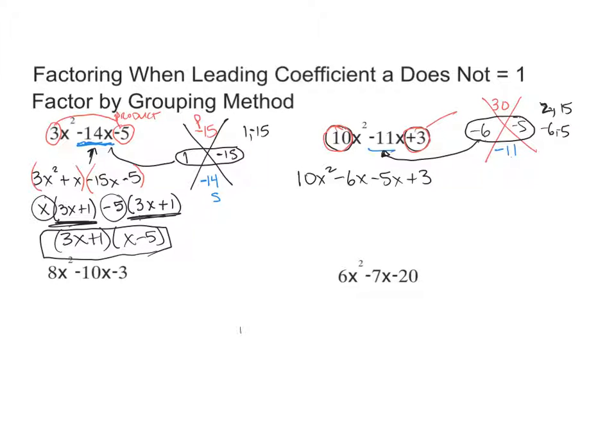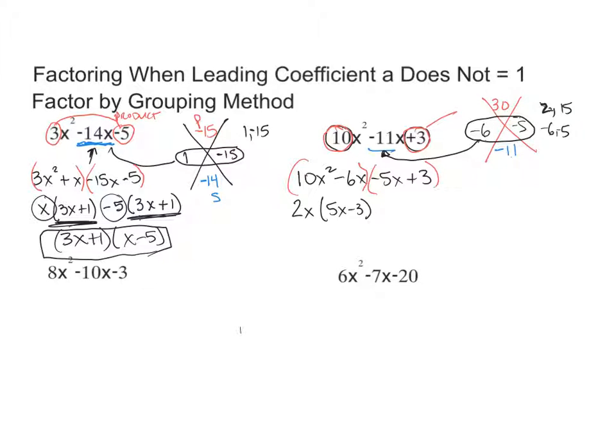So let's group the first two terms together, group the last two terms together, and see what we can factor out. On this first one, I can take out an x, and I can also take out a 2. So if I take out a 2 and an x, I'm left with 5x minus 3.